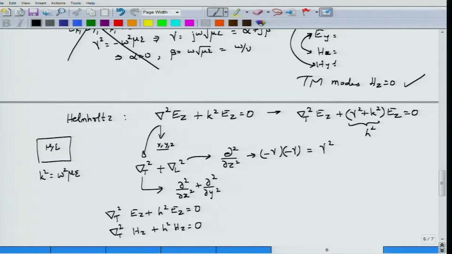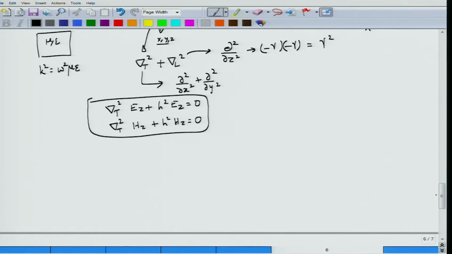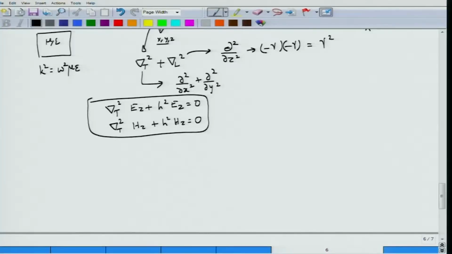Okay, so these are the two equations obtained from the Helmholtz equation, which we will use as a starting point for understanding TE and TM modes. Of course, the way that we would be solving these problems would be to write down the general expression for Ez if you are solving for TM modes, or if you are solving for TE modes, to write down the solution for Hz.